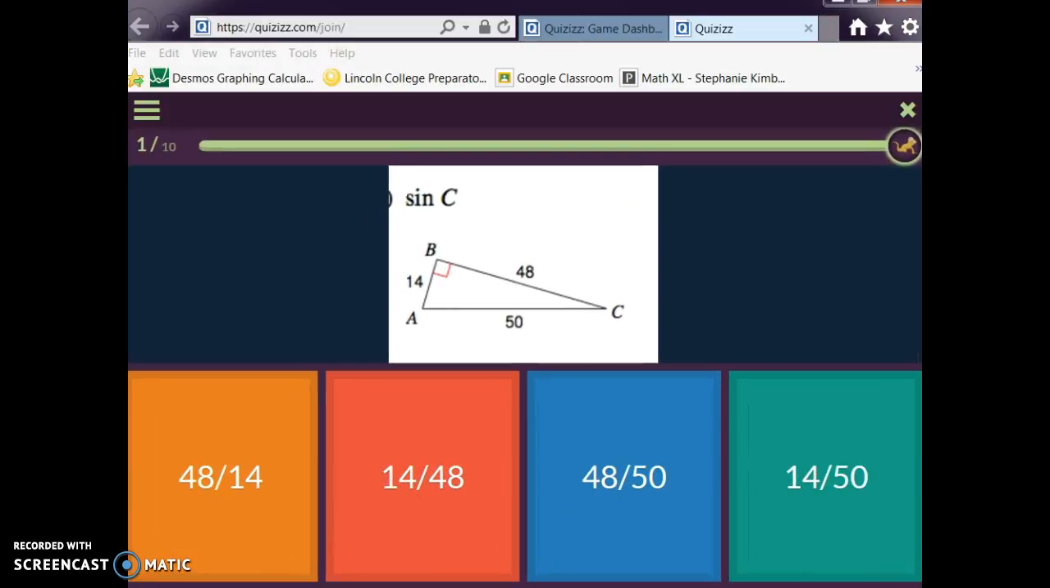First question, we're going to find the sine of C. Sine of C. So how are we going to do that? Sine is defined as opposite over hypotenuse.